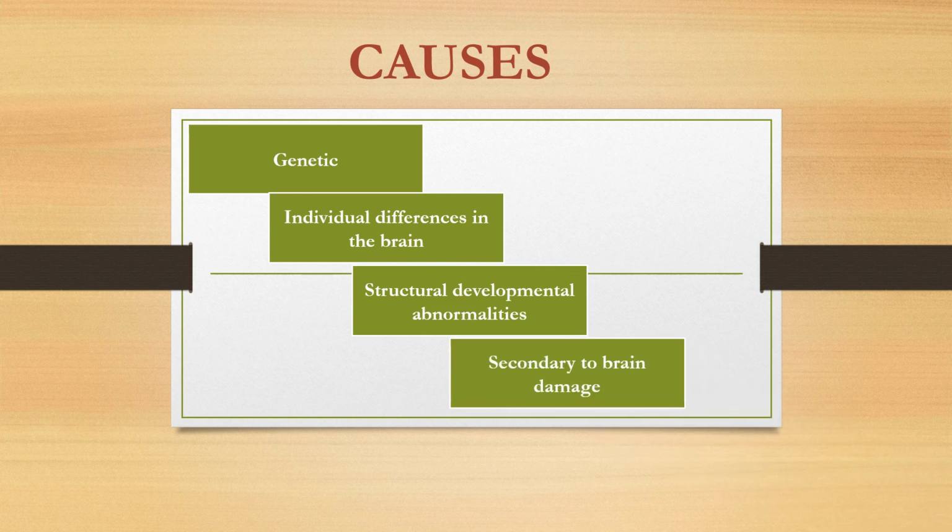Secondary to brain damage. Brain damage during antenatal, perinatal, or postnatal period. It can be an infection, hypoxia, maternal distress, maternal disease, birth asphyxia, intracranial bleed, etc. Sometimes a person may develop a learning disability later in life due to a brain injury. Possible causes in such a case include dementia or a traumatic brain injury.